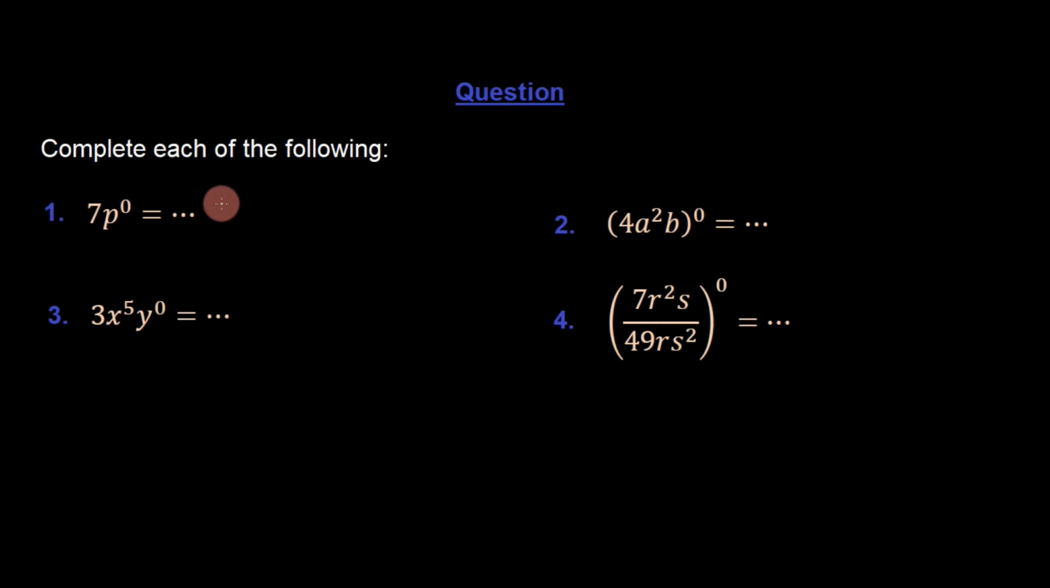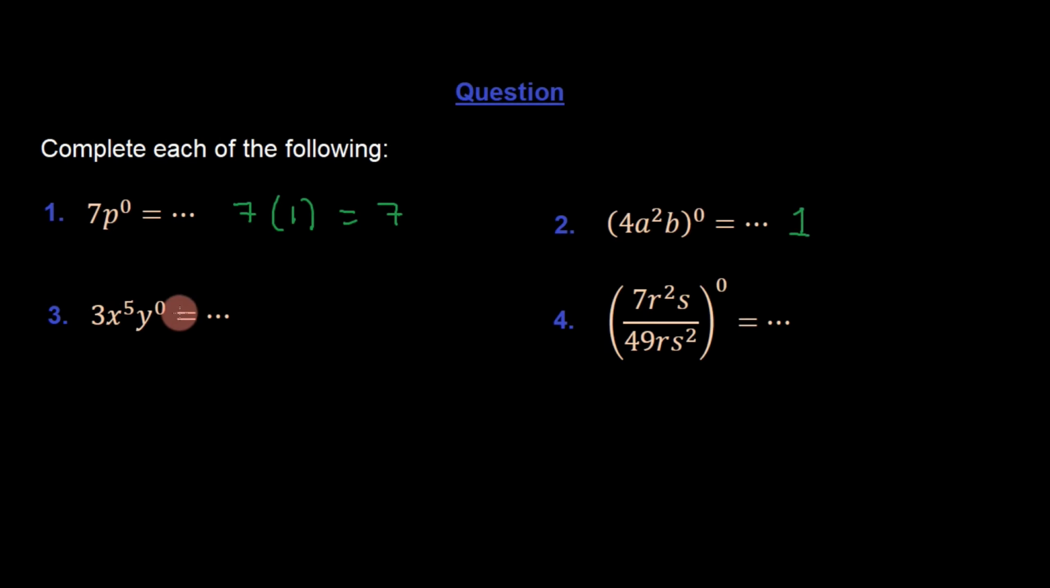Do try this question first before you look at the answers. In number 1, we have 7p to the 0. The power of 0 applies only to the p here and not to the 7. So this is 7 times 1, p to the 0 being 1 by the fifth law. And of course this is 7. In number 2, we have brackets. So everything inside the brackets are raised to the power 0. So this is simply going to be 1.